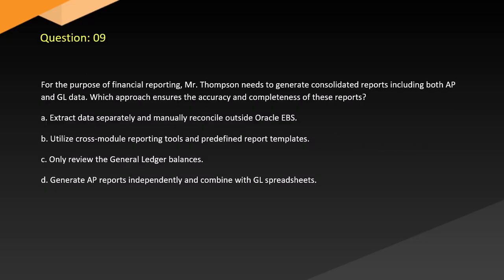Question 9. For the purpose of financial reporting, Mr. Thompson needs to generate consolidated reports including both AP and GL data. Which approach ensures the accuracy and completeness of these reports? A. Extract data separately and manually reconcile outside Oracle EBS. B. Utilize cross-module reporting tools and predefined report templates. C. Only review the general ledger balances. D. Generate AP reports independently and combine with GL spreadsheets.